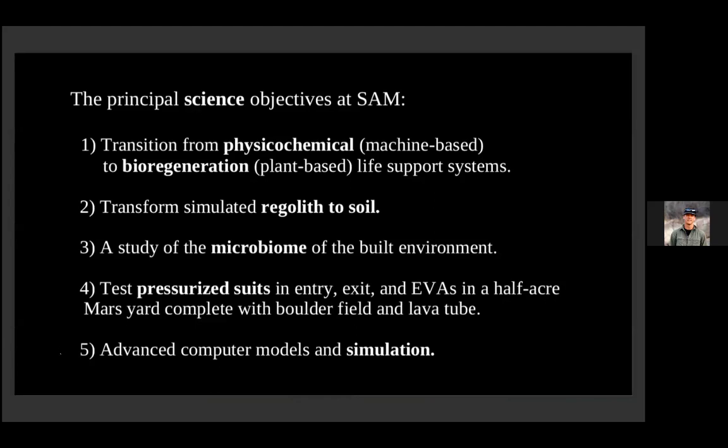We are looking at a transition from the physiochemical to the bioregenerative life support systems. That means that we will start with machine-based life support and transition to bioregeneration. We do not expect to be 100% bioregenerative, but we do expect to have a hybrid between the two, which is very realistic for what we'll have in a 3rd or 4th generation habitat on Mars.